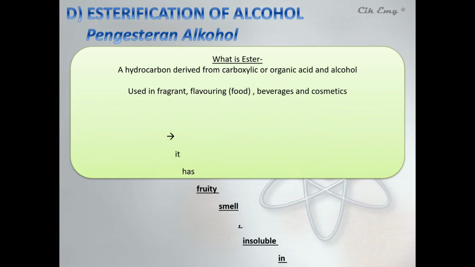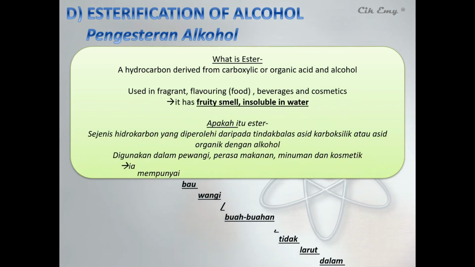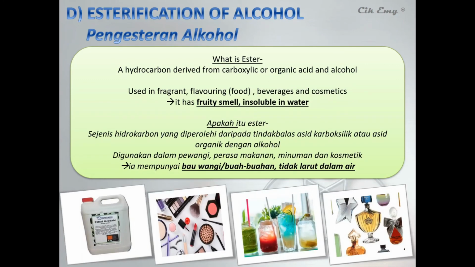Okay, last kali untuk alkohol, kita tengok pengesteran alkohol. Okay, esterification process, esterification of alcohol. So what is ester? Ester is a hydrocarbon derived from organic acid and alcohol. So the mixture of organic acid and alcohol, it will produce a hydrocarbon called ester.